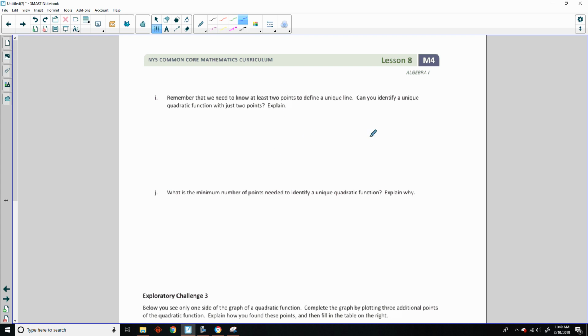graph a parabola. J says, what is the minimum number of points needed to identify a unique quadratic function? And the answer is 3. So if I had an axis xy and I told you that this point is 1, 0 and I told you that this point is 7, 0, then that's a distance of 6.